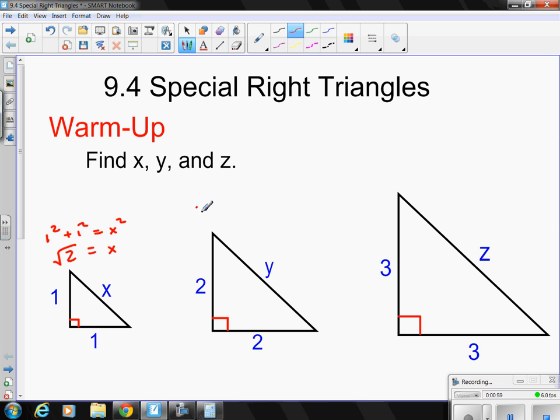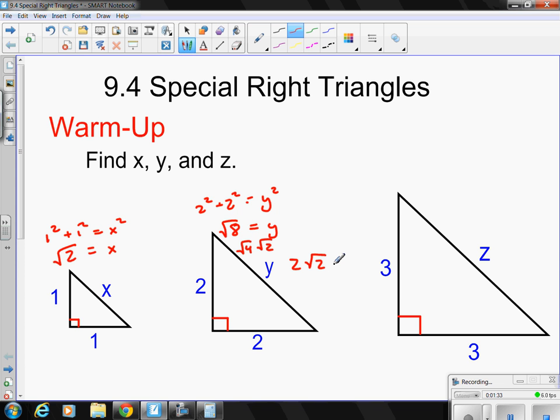Now the next one, 2 squared plus 2 squared equals y squared. Well, 2 squared is 4. 4 plus 4 is 8. And to find y, we have to take the square root of 8. Simplifying the square root of 8, that is like the square root of 4 times the square root of 2. Square root of 4 is 2.